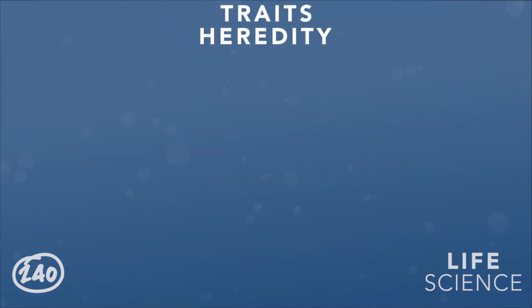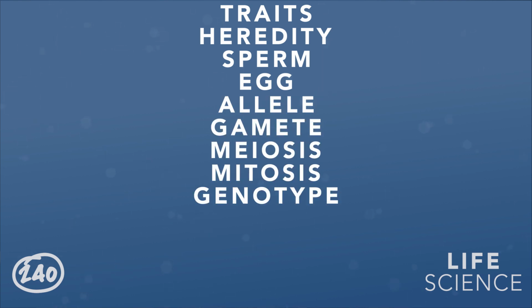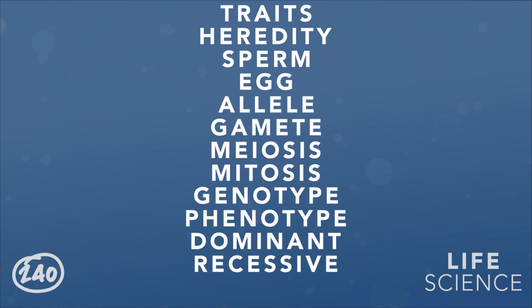And finally, the last big concept to know is about genetics. So you need to understand a Punnett square and how genetics impacts that Punnett square. And specifically, genetics can sometimes be more of a vocabulary test because you have to know specific vocabulary to get the test right. So the vocabulary you have to know in regards to genetics is traits, heredity, sperm, egg, allele, gamete, meiosis, mitosis, genotype, phenotype, dominant, and recessive. And in addition, know what DNA and RNA is.